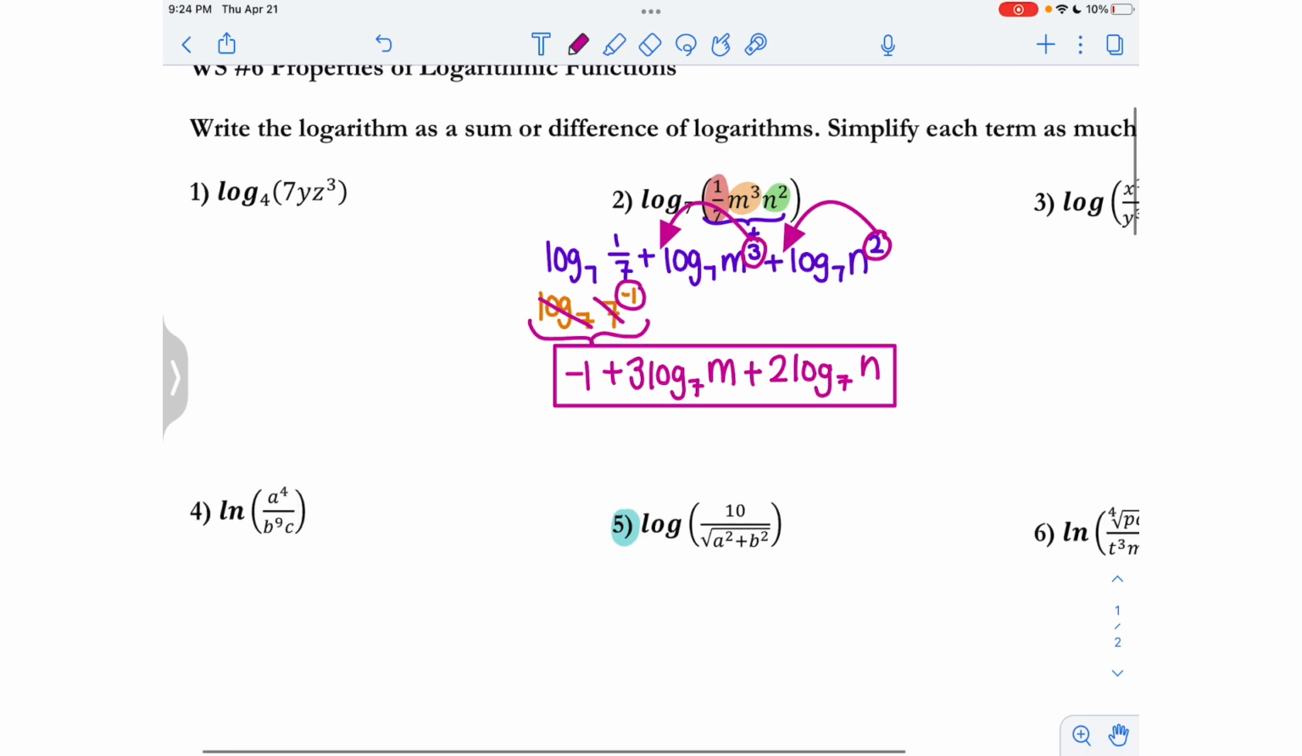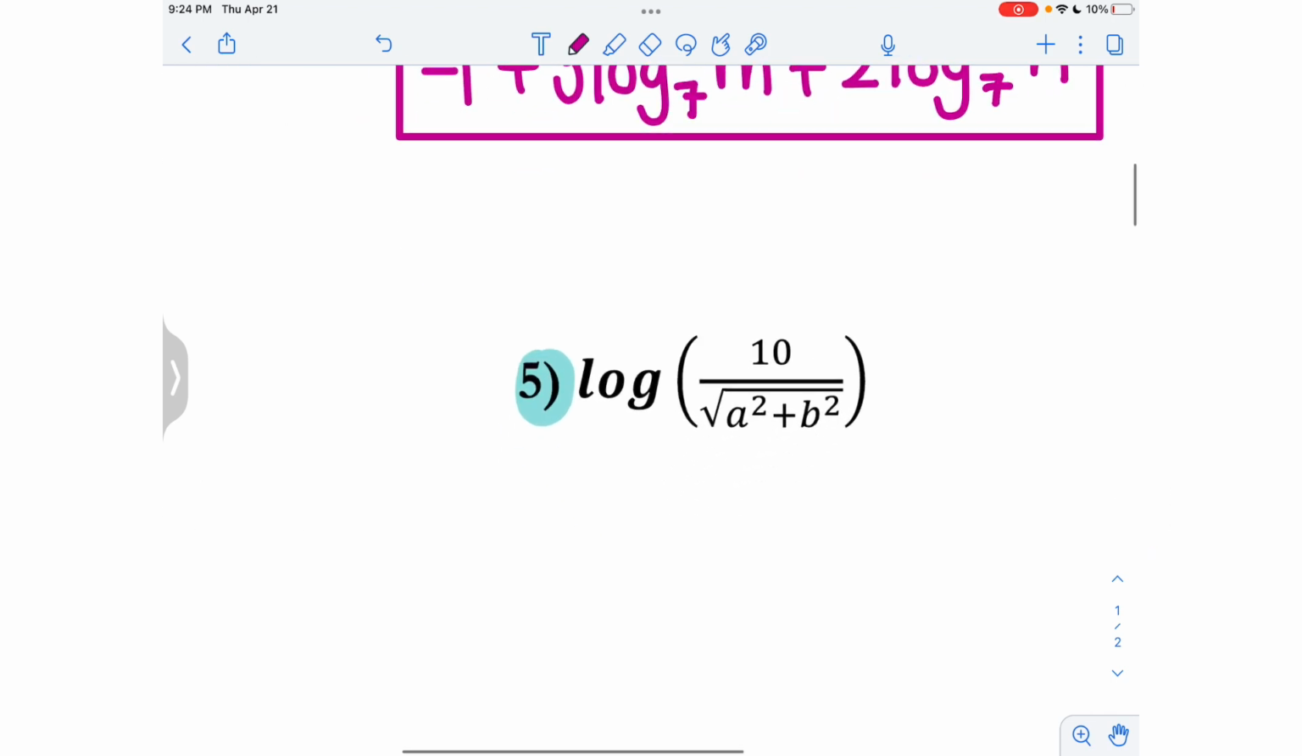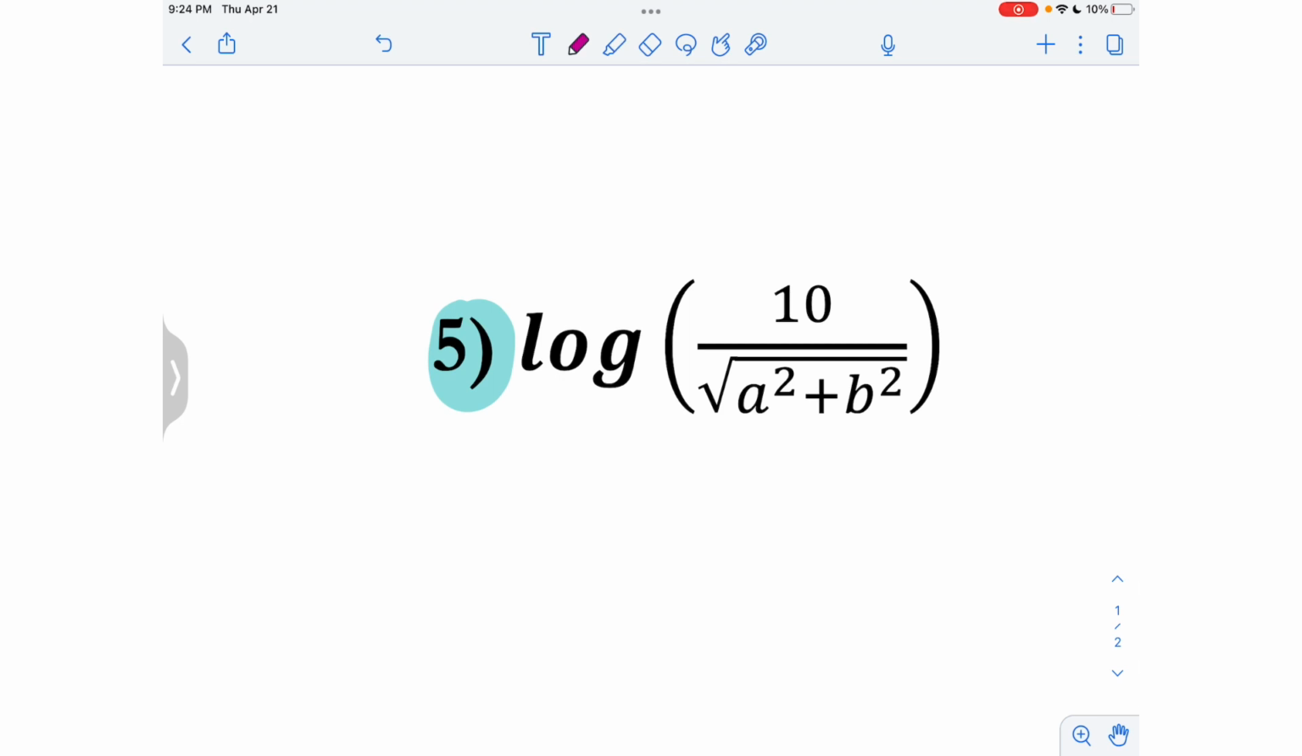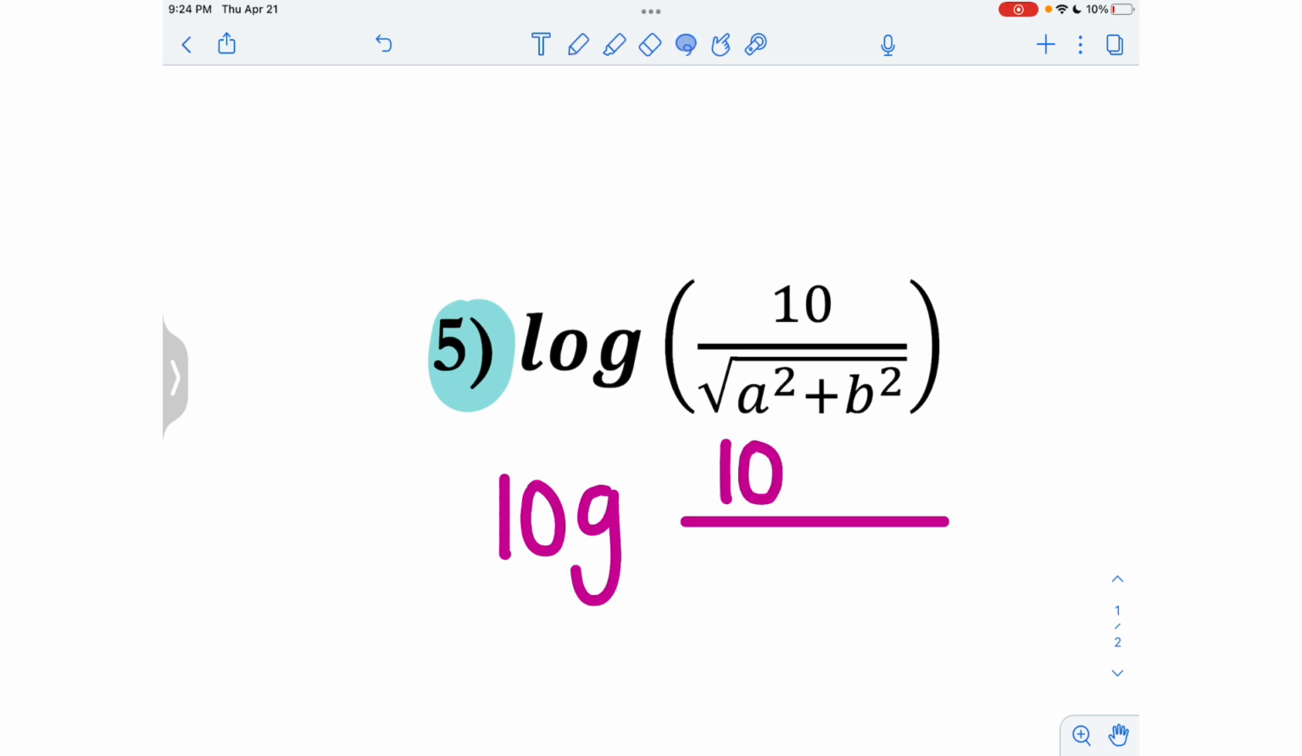I'm skipping on to number 5. It looks a lot worse than it really is. The first thing I would do personally, for any radical you have in the problem, is rewrite it as raised to the 1/2. Reminder, whenever you take a square root, it's the same as raising to the 1/2.